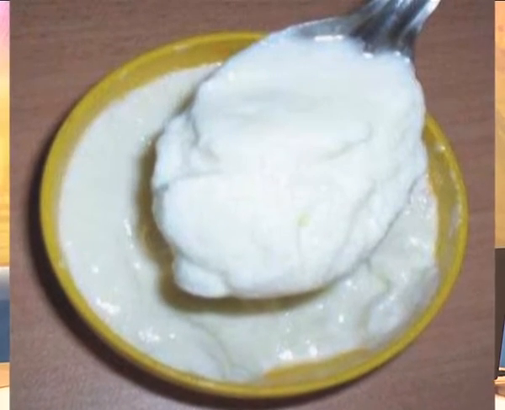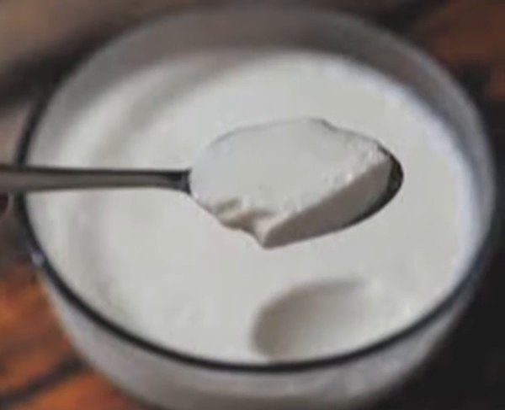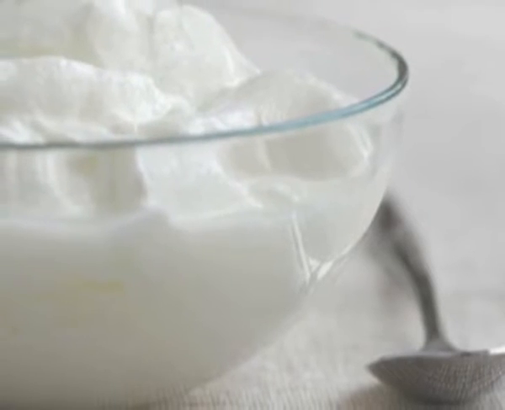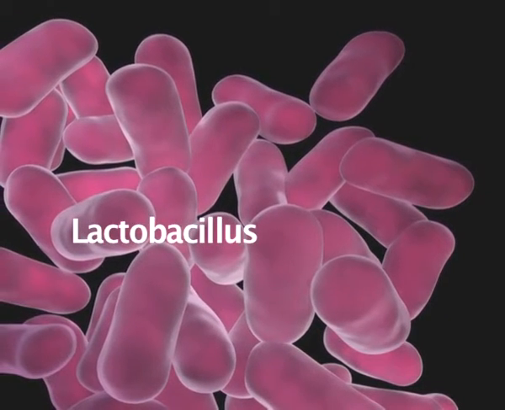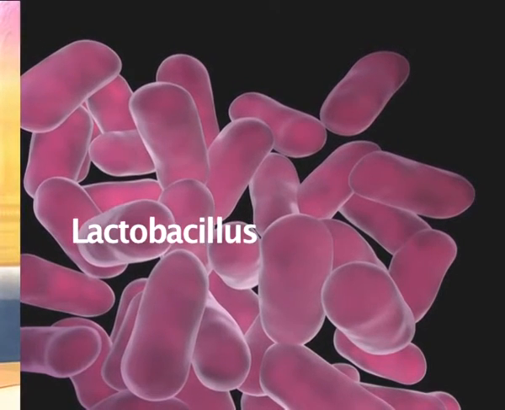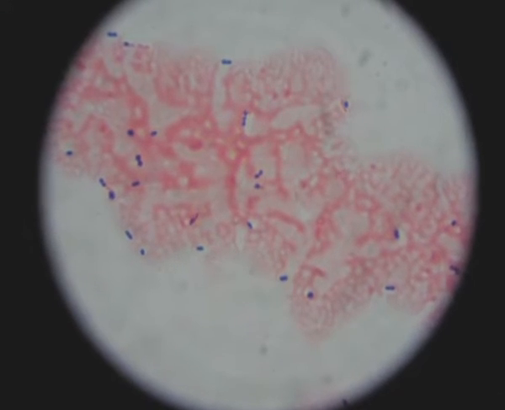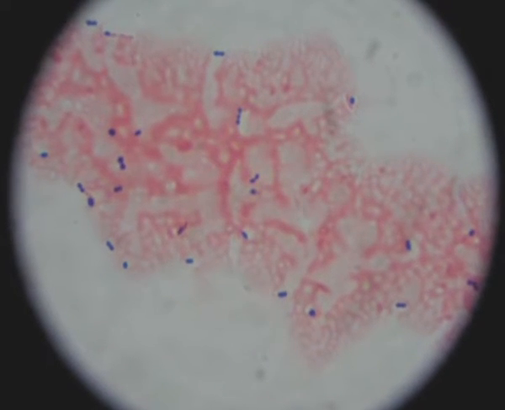Well, you would say that a small amount of curd is added to the milk, warm milk that is, and then left aside for a couple of hours depending upon the temperature, and the curd is set. But what is the scientific basis of it? It's basically the lactobacillus which is present, which at a particular temperature converts the milk into curd. So you see the advantage of this bacteria.